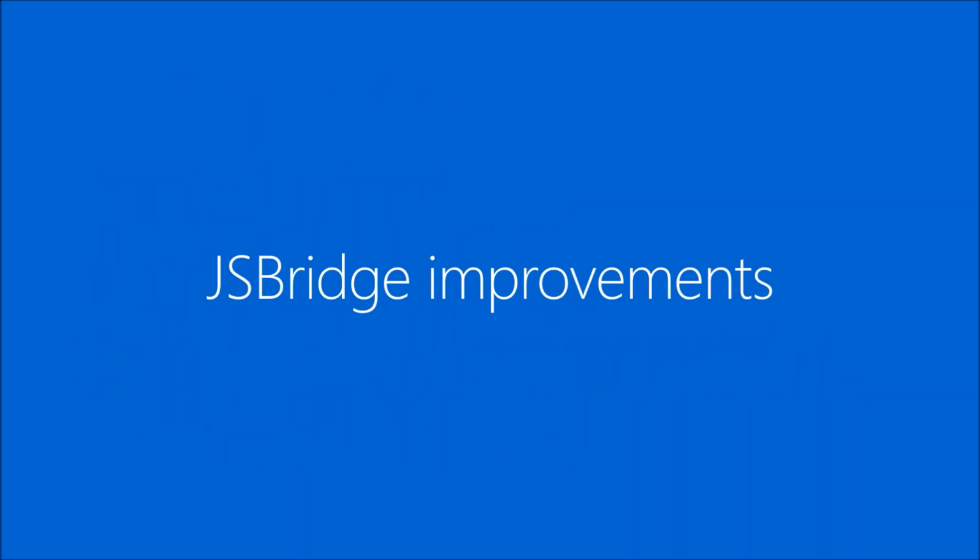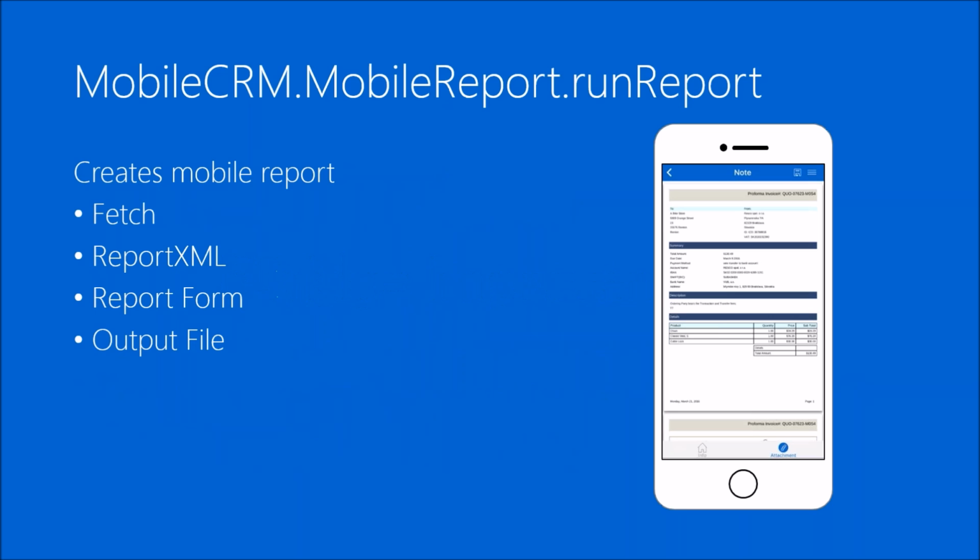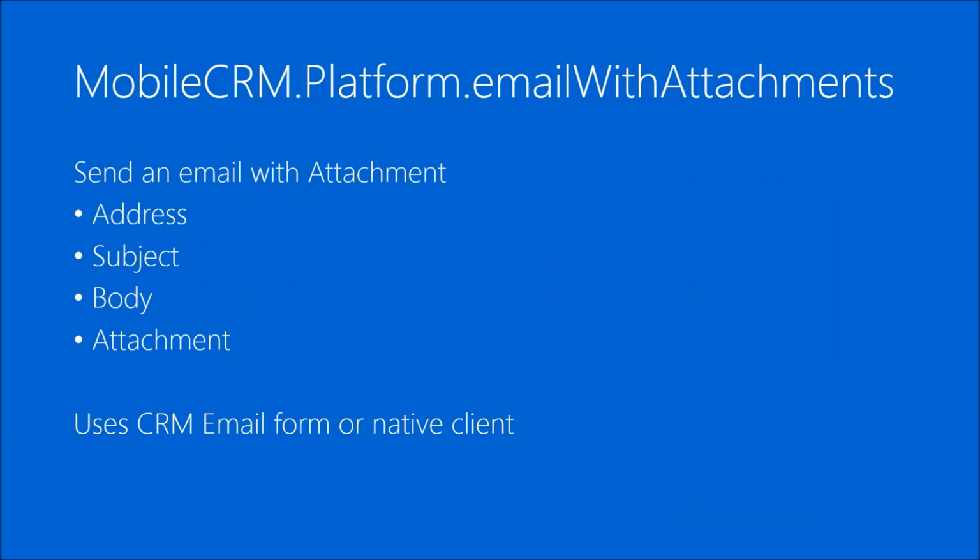We have also improved JavaScript Bridge, a couple of things like running mobile reports, so you can now use this method or function which gets a fetch or the report XML and creates the output. So you can really create the report and then use that file and attach it to a note or do something with it. And we also created a function which will allow you to send email with attachments.